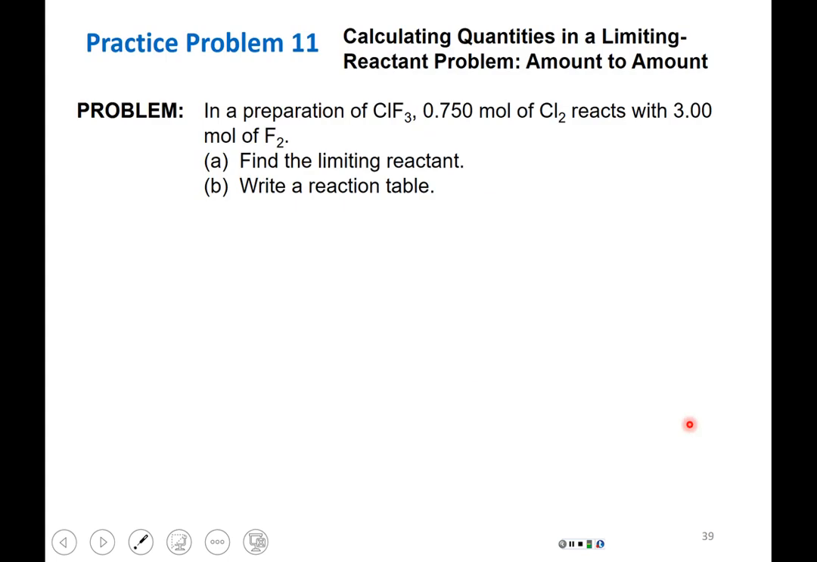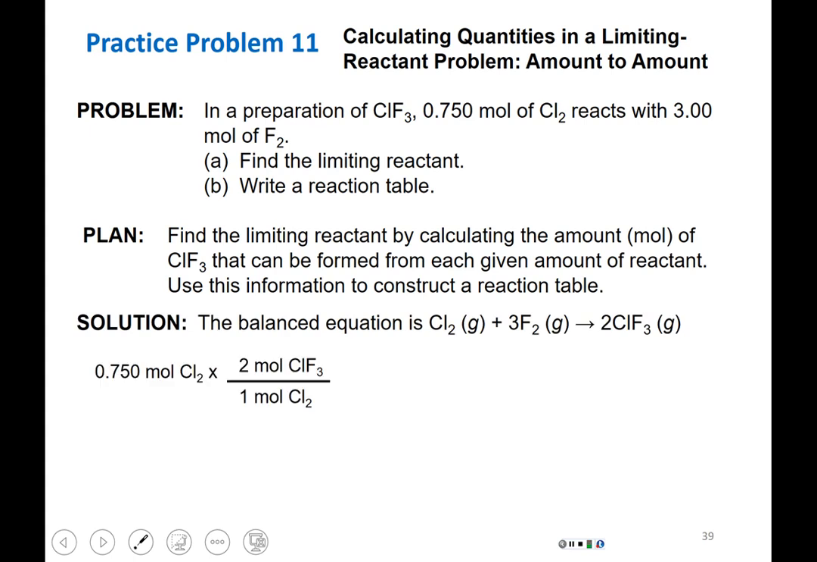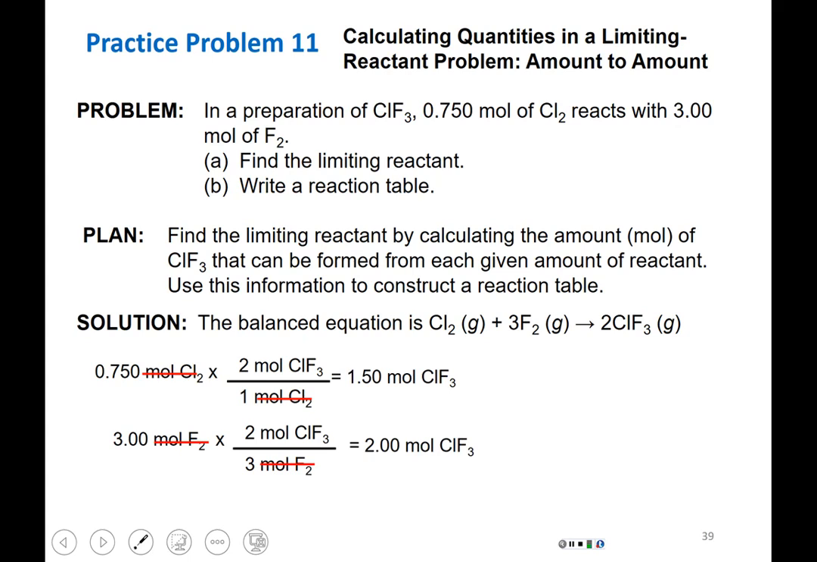Right, so if we try a practice question with a limiting reactant problem, in a preparation of ClF3, we have 0.75 moles of Cl2 and 3 moles of F2. Which one of these is the limiting reactant? And write a reaction table. So your book likes giving us these reaction tables. Right, so balanced equation. Right, and so this is an animation.